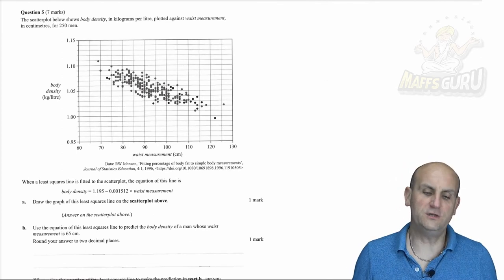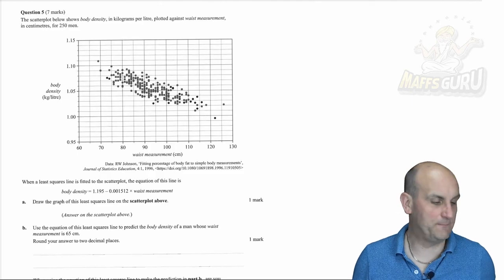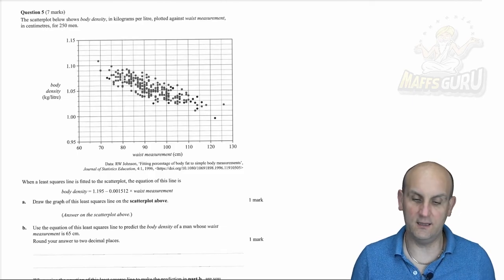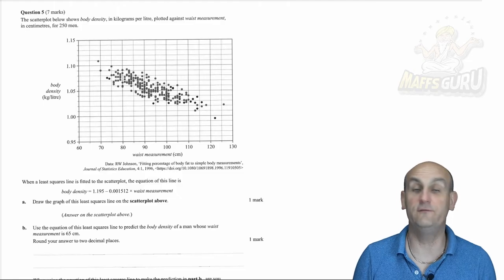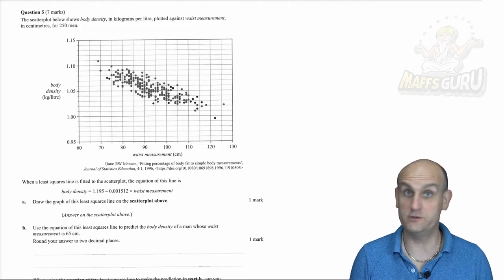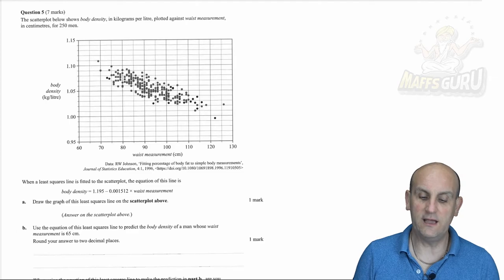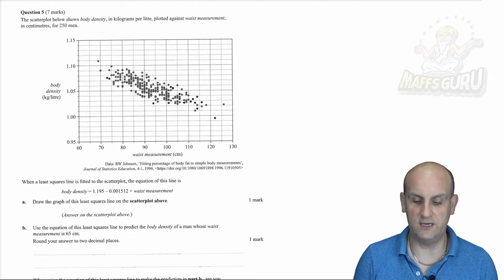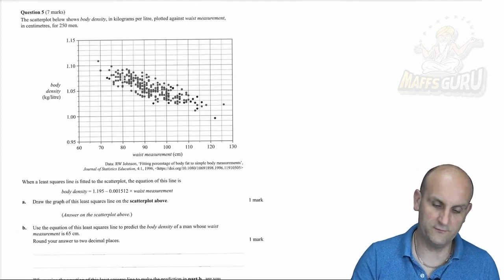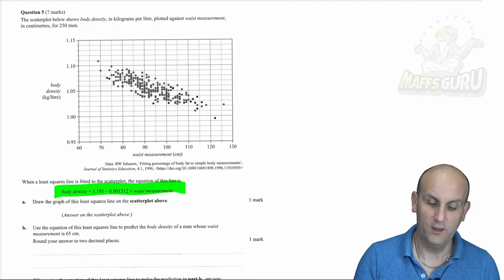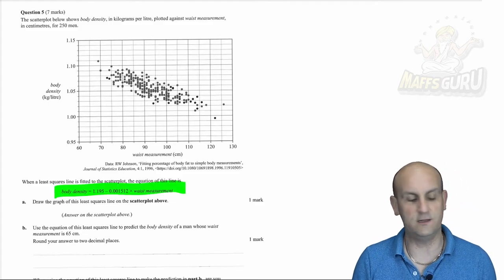The scatter plot below shows body density in kilograms per liter plotted against waist measurement in centimeters of 250 men. Cool, a lot of information on 250 men. When a least squares line is fitted to the scatter plot, they give you the equation of this line. Awesome, thank you very much for the equation of the line here. Draw the graph of this least squares line on the scatter plot.